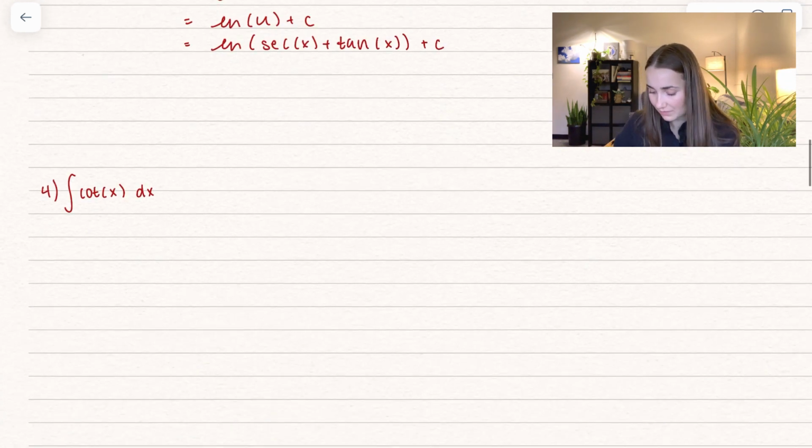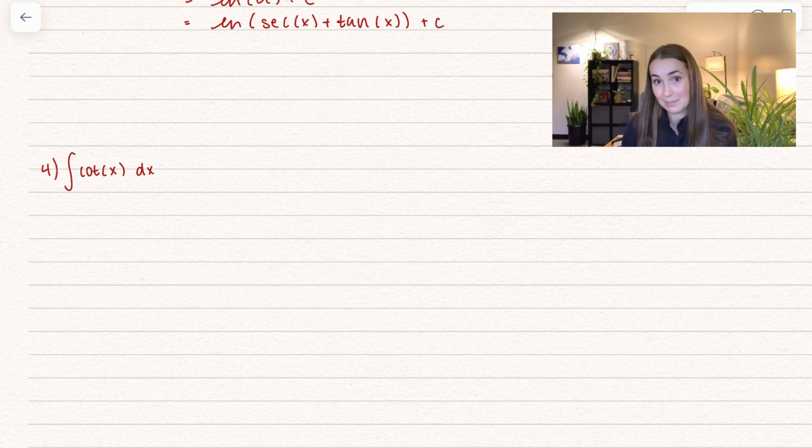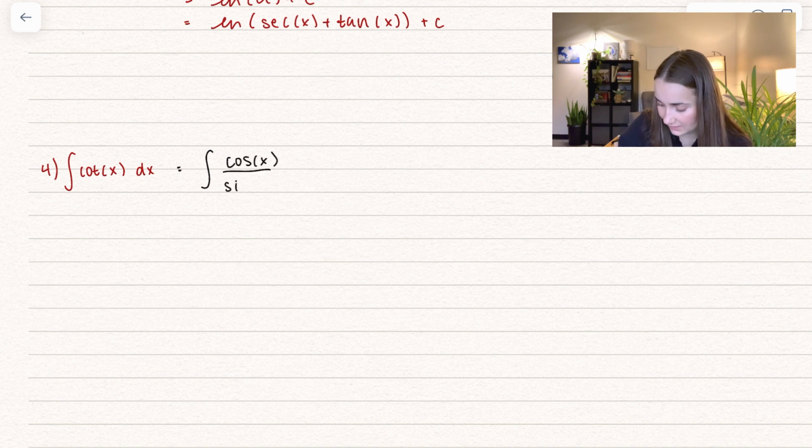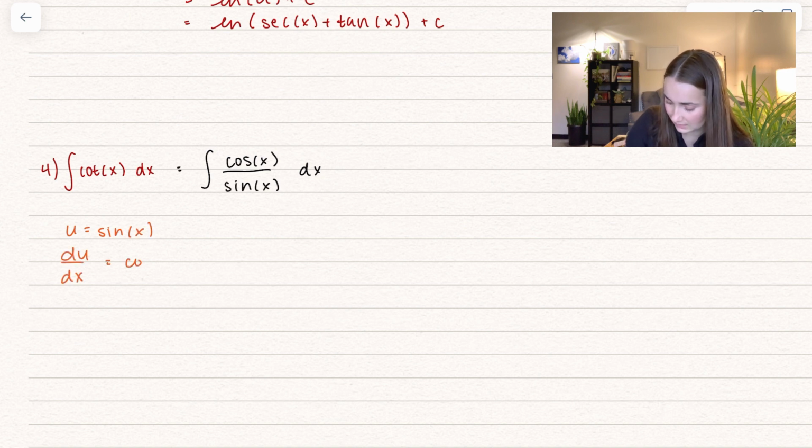So we have one more that we're going to work out, and this one's going to be a bit nicer. We don't have to multiply it by some magic value. Instead, I'm going to rewrite this as cosine of x divided by sine of x, because in this case, u substitution is just going to work out very nicely. So we're going to go ahead and set u equal to the denominator, so sine of x, and then we're going to take the derivative of both sides in terms of x. So here we get cosine.